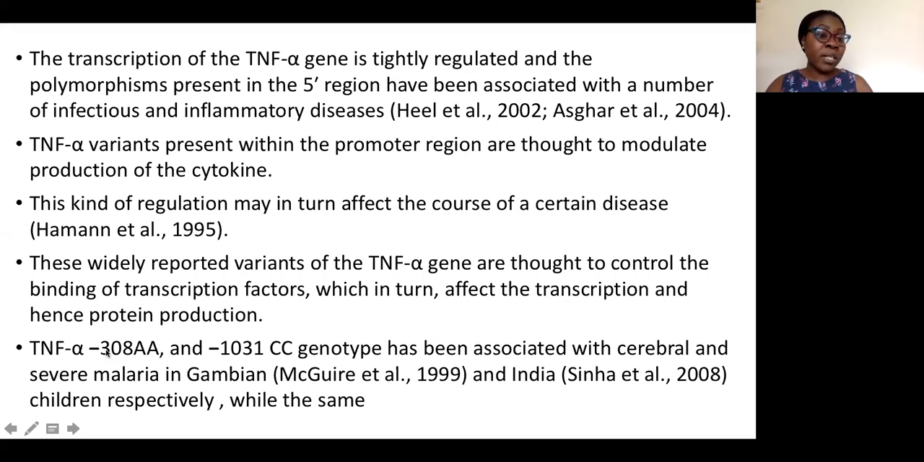Two of such variants that have been identified are the 308 adenine to adenine polymorphism. This 308 refers to the nucleotide position on the human gene. So at this position 308 from adenine to adenine, and also at position 1031 from cytosine to cytosine, these two variants have been known to be associated with both cerebral and severe malaria in Gambian and Indian children.